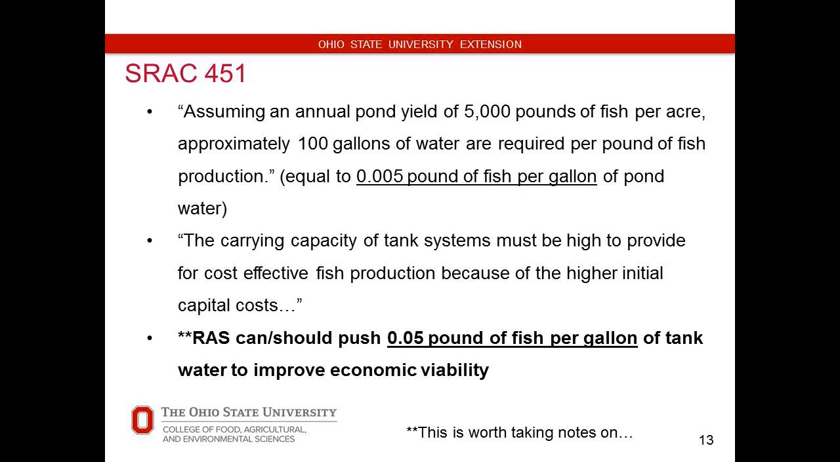And then in RAS, folks who know a lot more than me said that you ought to be able to get close to, well, I think that says 0.05, but it should be a half pound. Sorry about that. It should be a half pound, 0.5, not 0.05. So you should get a pound of fish per 2 gallons of water, a lot higher density than that, I apologize, to improve your economic viability.